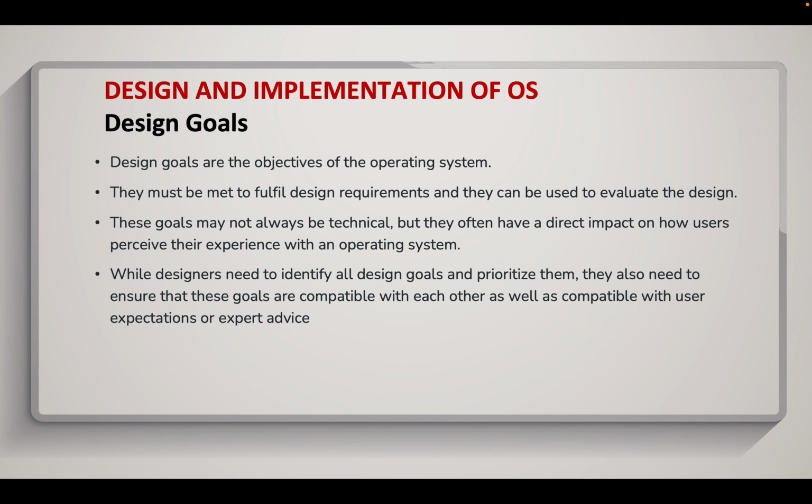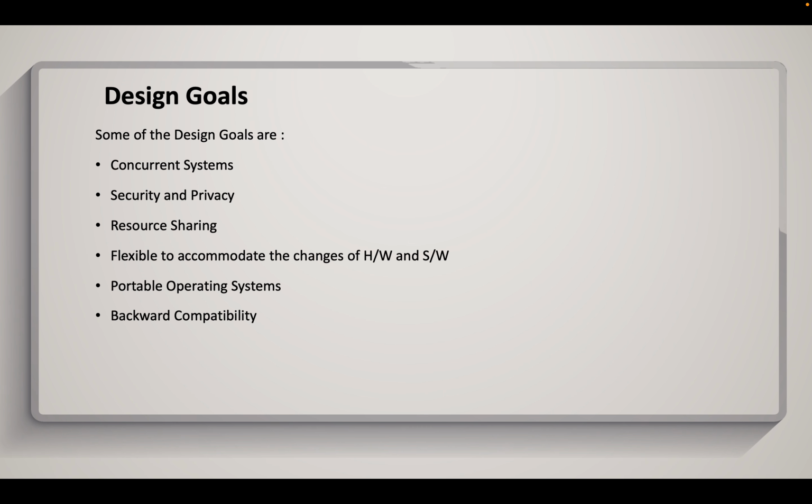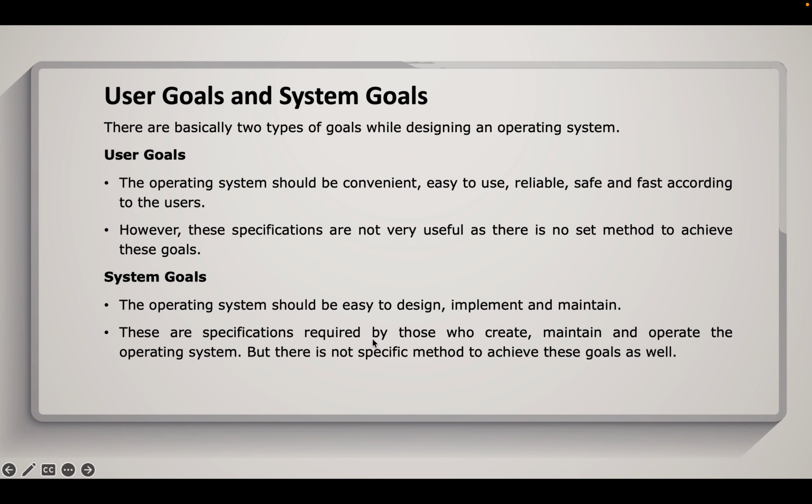Design goals and implementation. We have some design goals when we implement the OS. The design goals are the objective of operating systems. These are some design goals: concurrent systems, security and privacy, resource sharing, flexibility to accommodate changes, portable operating system, backward compatibility. There are two types of design goals: user goals and system goals.